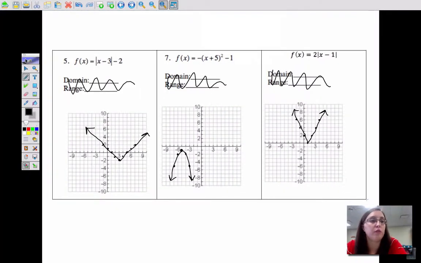Alright, so hopefully you've graphed these on your own and you're just checking your work. Number 5 just had a translation to the right 3 and down 2. Number 7 translated to the left 5 and down 1, and it was also reflected so that now it opens down. And then lastly, this one was moved over 1 to the right, as well as this 2 here means a vertical stretch of 2.